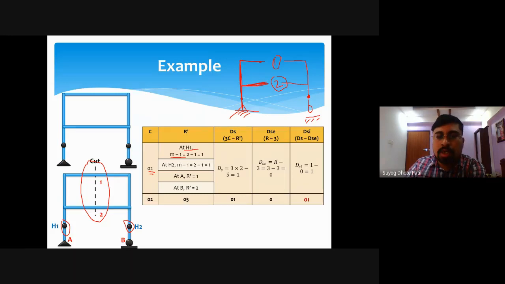So we are calculating r dash. First of all, we have calculated capital C, that is the number of cuts.